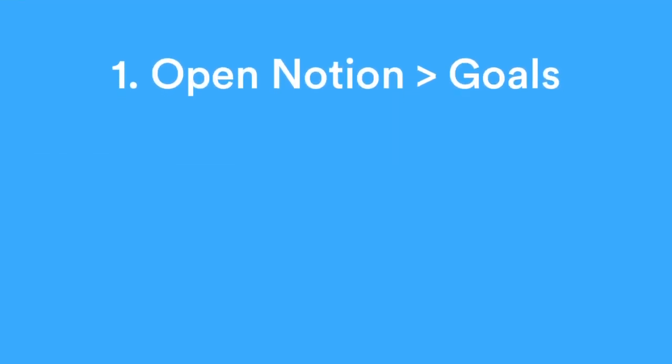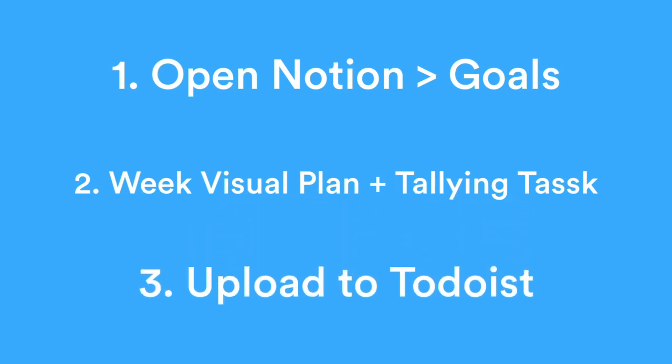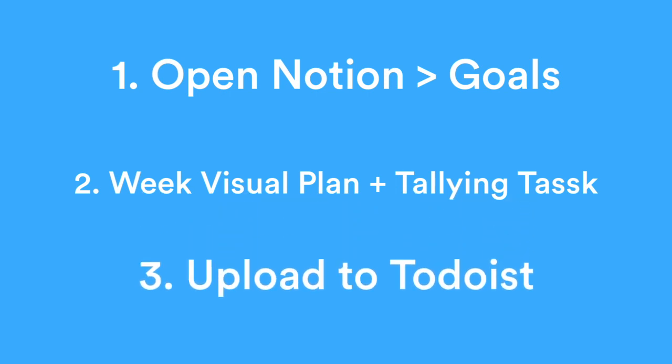It's opening Notion and looking at the goals list, as you can see on the right hand side. It's then writing down what my week looks like on paper. And then number 3 is uploading it to Todoist. I found this to be a really effective way for me to work. And as I said, it's Thursday afternoons and it takes no longer than 30 minutes.